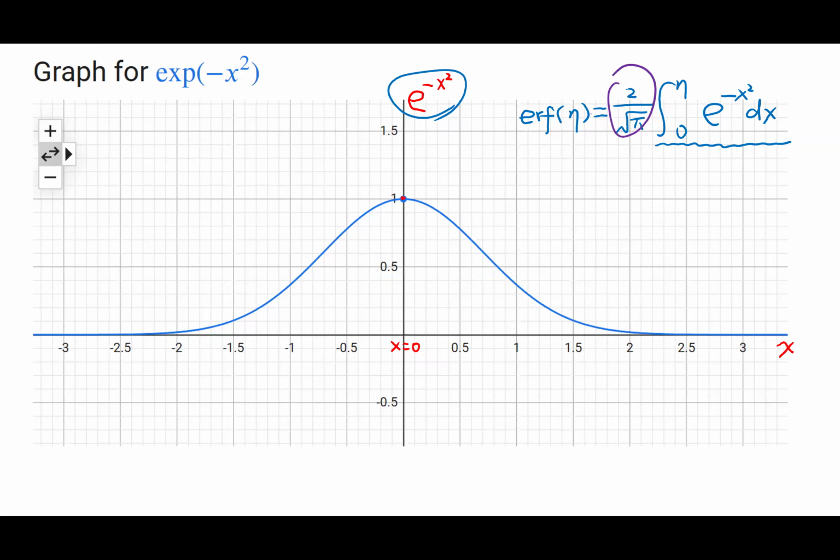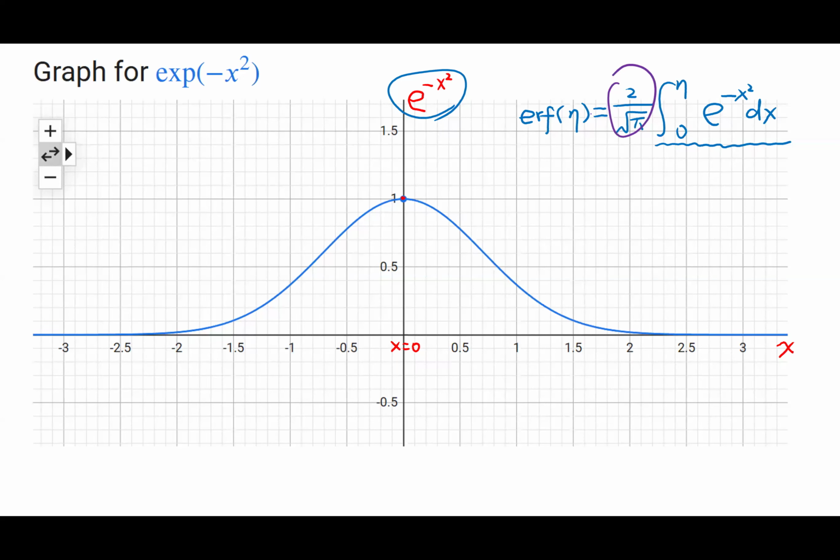This function is called the error function because of its historical origins in the study of errors in measurements in statistics. The term error in this context refers to the deviation, or difference, between observed values and true values. So that's why it's called an error function. This is where the word error comes from.